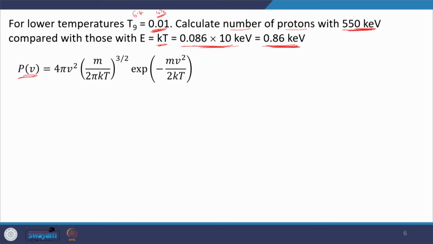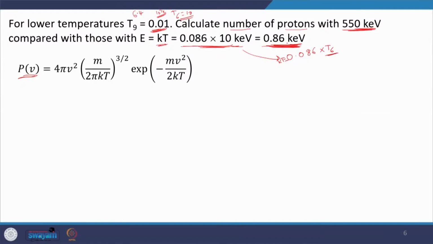I hope this is clear to you. T9 equal to 0.01 means T6 equal to 10, right? And earlier, if you remember, I discussed one formula, 0.086 into T6, for the kT value. At T9 equal to 0.01 gigakelvin, that means 10 keV, the energy available is 0.86 keV. But remember, fusion can happen classically only at 550 keV, and we are considering the situation at low temperature, at which kT gives rise to only 0.86 keV, less than 1 keV, right. Now, you calculate the number of protons with 550 keV when compared to those with 0.86 keV using this distribution function.